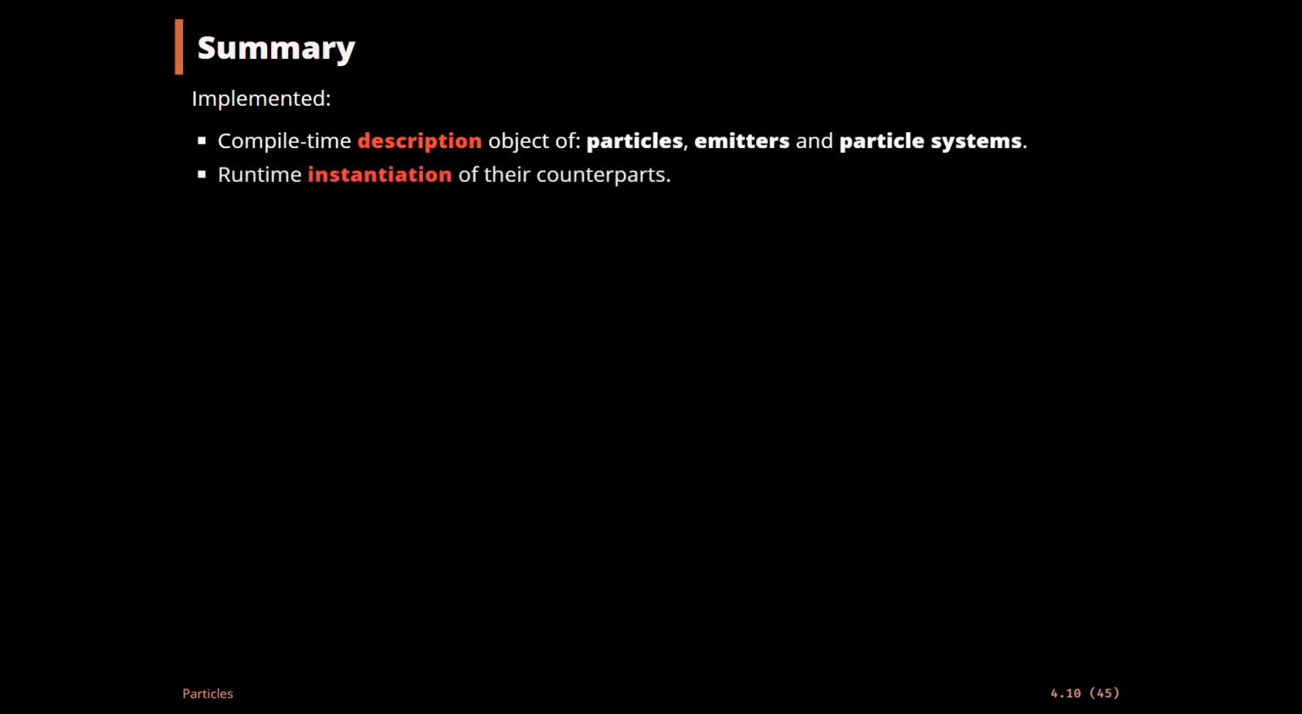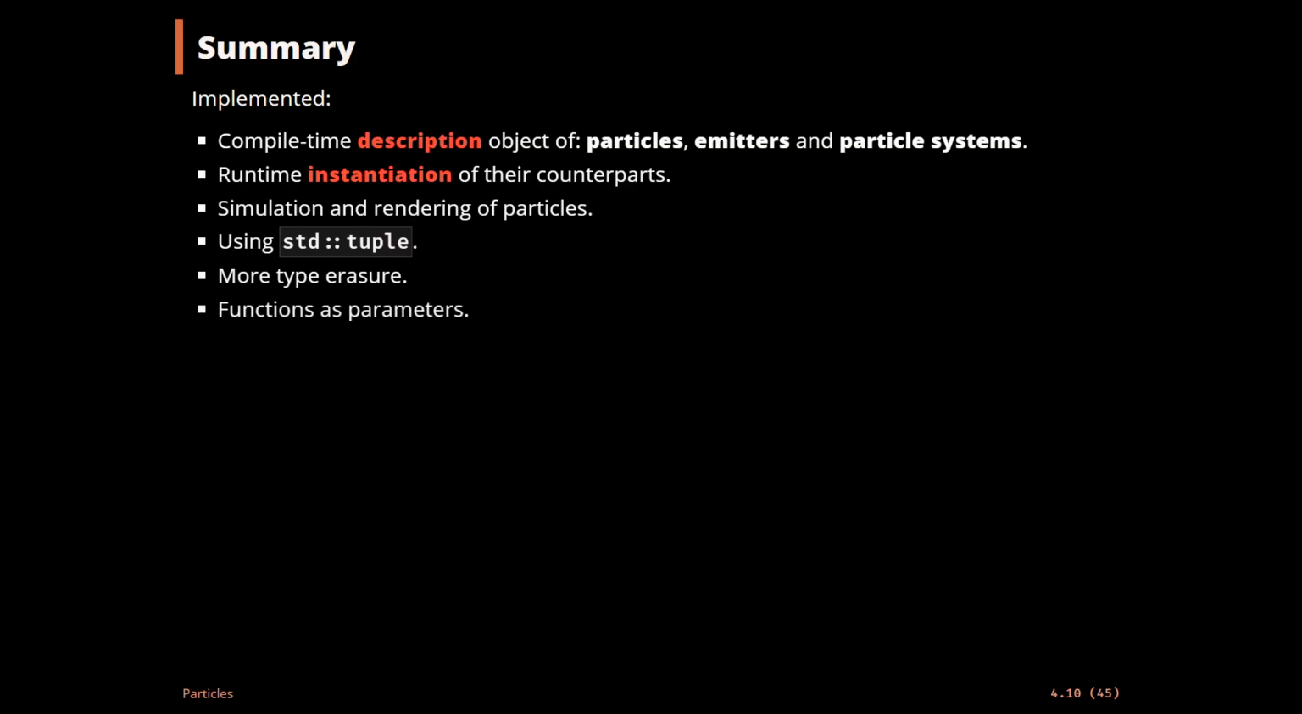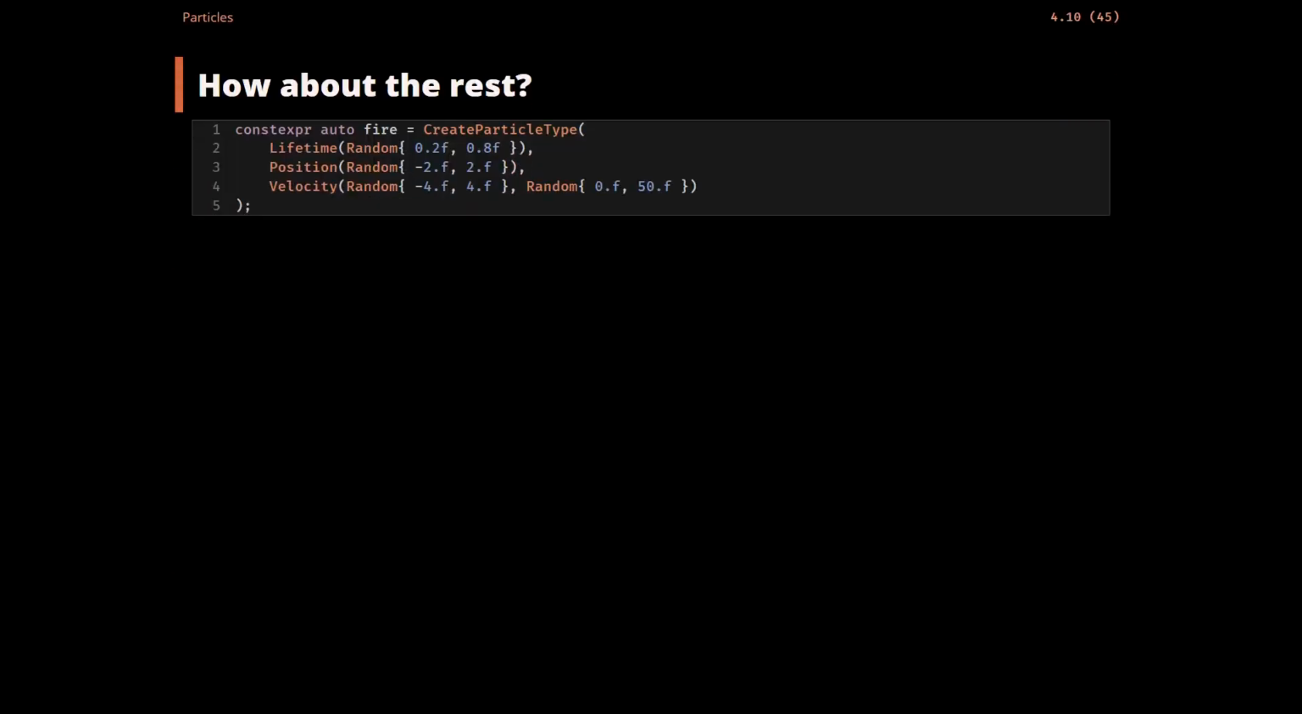But to summarize, right, what we've implemented now is a compile time description object of particles, emitters, and particle systems. We've run some instantiation of all those counterparts, the actual logic and rendering of the particles, then the usage of std::tuple and make_index_sequence, how you can iterate through a tuple, more type erasure with the particle system that we implemented, and then how you can use functions as parameters, so higher order functions, as the official terminology calls it.